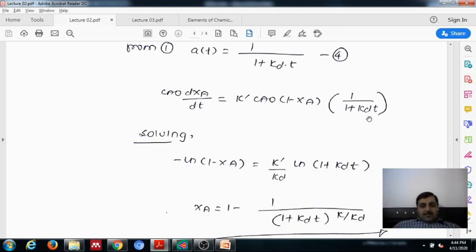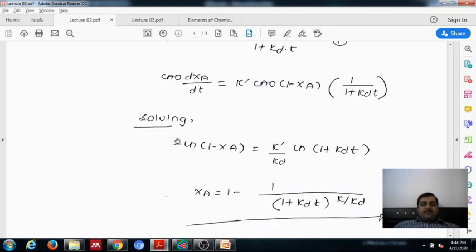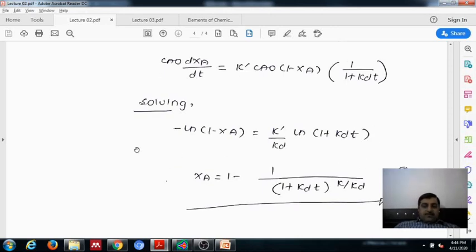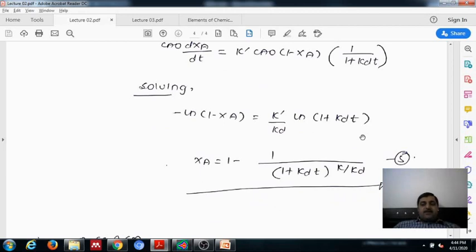Now solving this expression, when you integrate with respect to time, you get minus ln(1 minus XA) equals k dash upon kd ln of (1 plus kd t). So our simple expression of minus ln(1 minus XA) equal to kt has now changed because of deactivation, to k dash upon kd ln(1 plus kd into t). Is it clear? So this is the final rate expression.